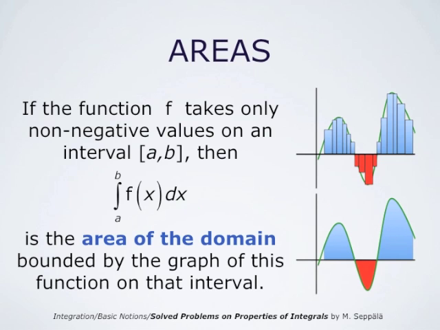And if the function f takes only non-negative values on an interval from a to b, then the definite integral from a to b f of x dx is the area of the domain bounded by the graph of this function on that interval. In the case of the figure on the right, the function takes also negative values. Therefore, the integral from a to b f of x dx is the difference of the combined area of the blue domains and the red domain.